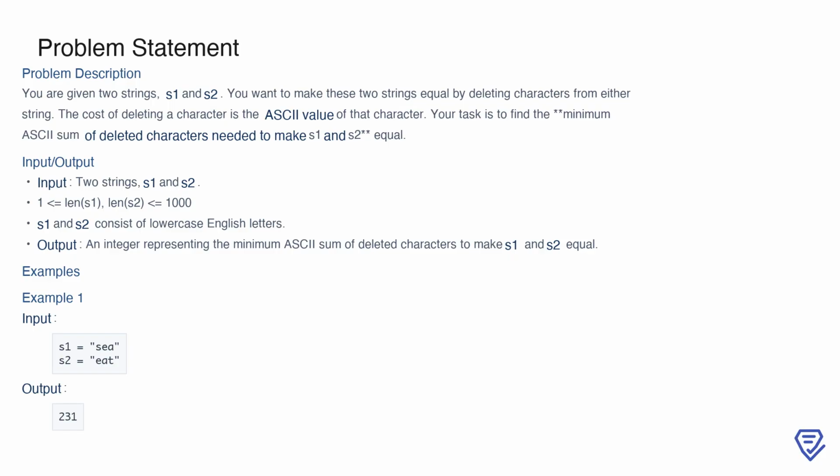The input consists of two strings, S1 and S2, each containing only lowercase English letters, and their lengths can range from 1 to 1000. The output is a single integer representing the minimum ASCII deletion cost. Let's explore some examples to better understand the problem requirements.